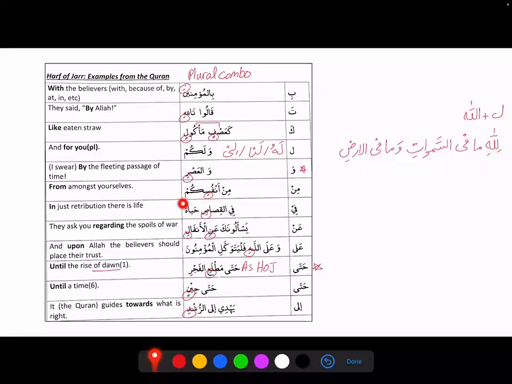Very good, beautiful. Now, wa ala Allahi falyatawakkalil mu'minun. Ala is a harf of jar and Allahi is the ism majrur. The word Allah. What do we say? Lafzul jalala. Very good, beautiful. So, wa ala Allahi, ala is harfu jar, the lafzul jalala is ism majrur. Okay, so this is how we are going to say.